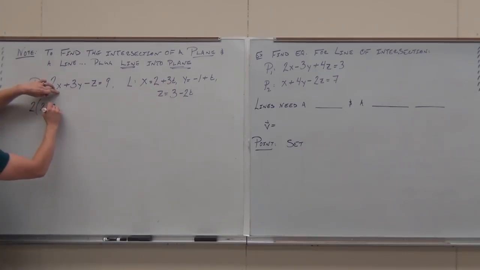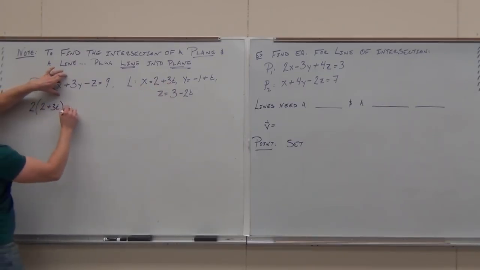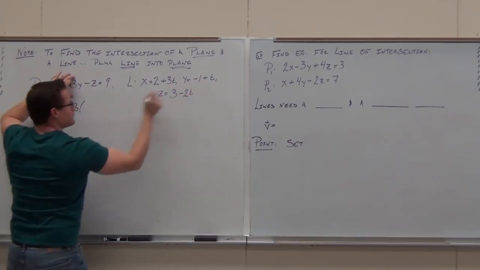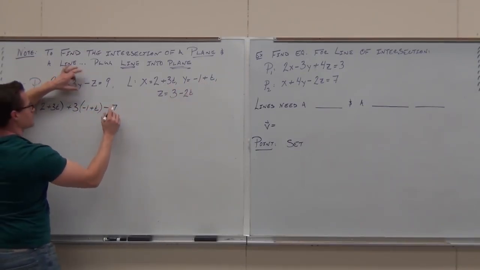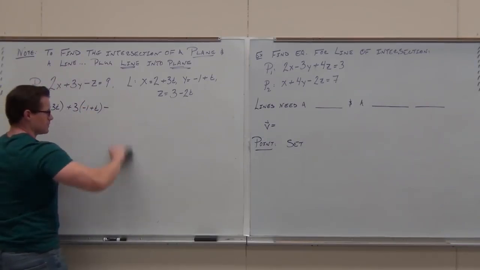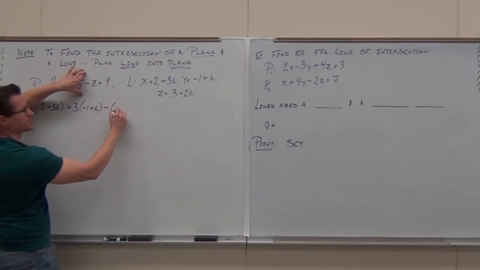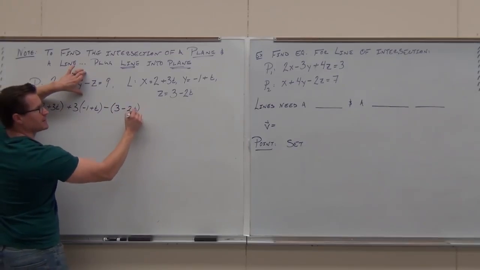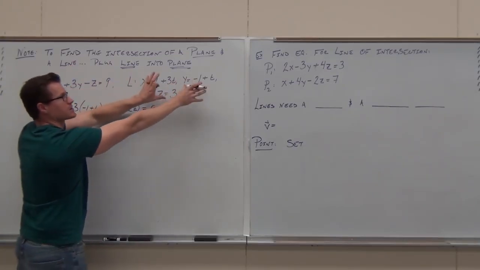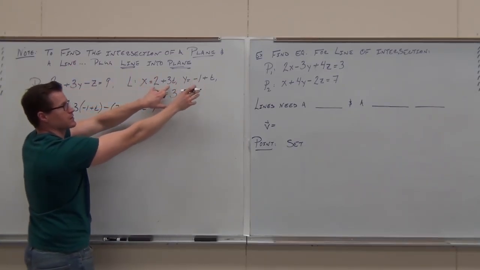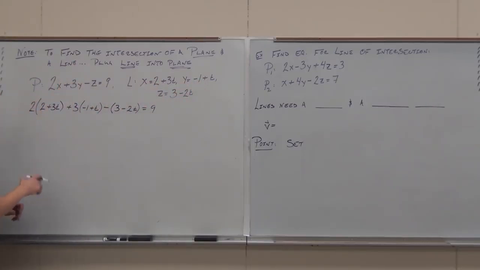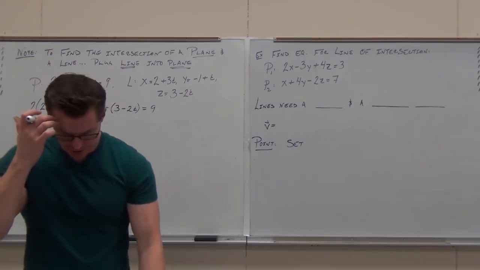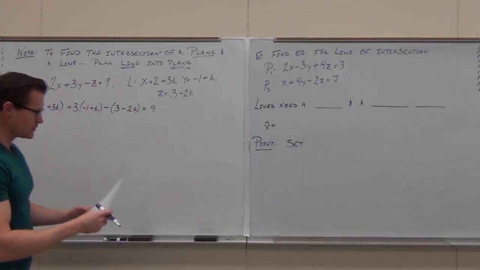x is 2 plus 3t. y, negative 1 plus t. Minus z, just don't forget parentheses, 3 minus 2t, and that still equals 9. So we're just taking our x, y, z coordinates, really equations for those, parametric, plugging them into our plane, and solving. I'm sure that you can do this on your own.